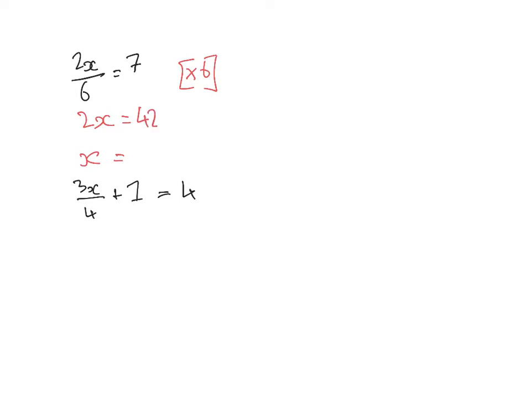Okay, now what's being done to the x? Well, it's just being times by 2, so we do the inverse of that. We divide by 2, and we have to divide both sides to keep balance. So 2x divided by 2 is x, and 42 divided by 2 is 21.